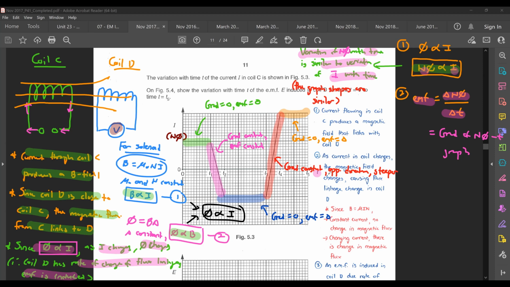So what does this tell you then about the EMF? Therefore, EMF is constant, opposite direction, and larger magnitude. The gradient being constant will tell you EMF is constant. The gradient being opposite direction will tell you that EMF is in opposite direction. The gradient being steeper will tell you that your EMF is going to be larger magnitude.